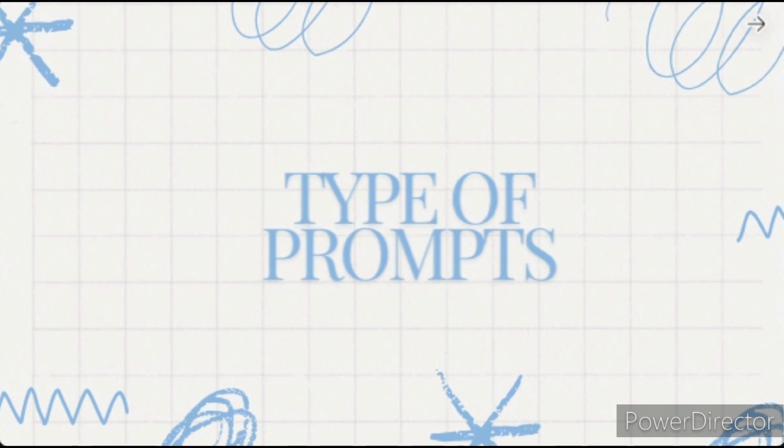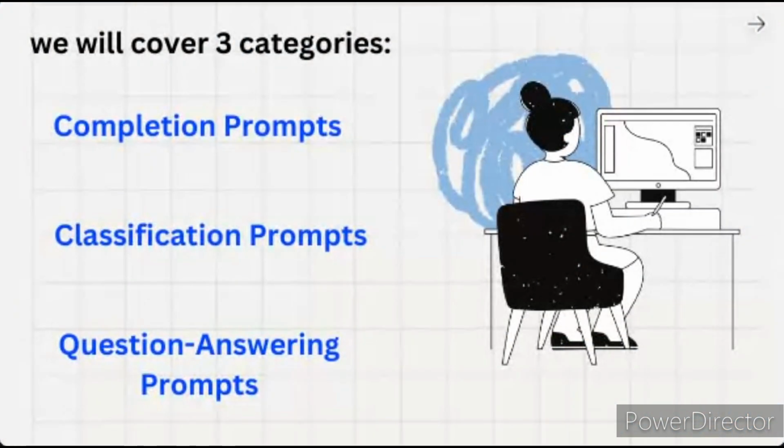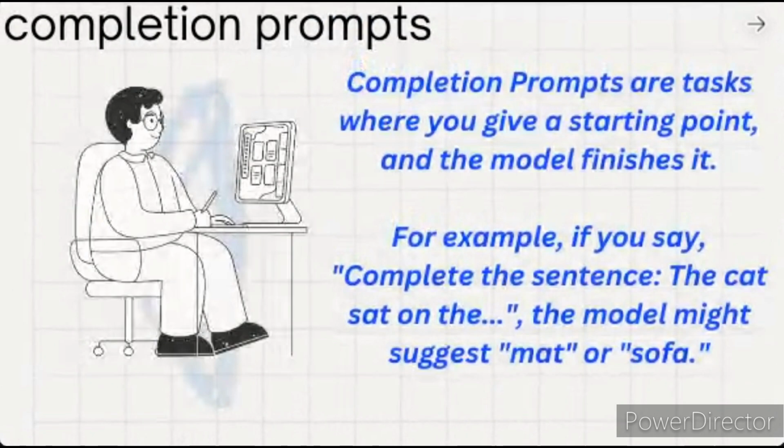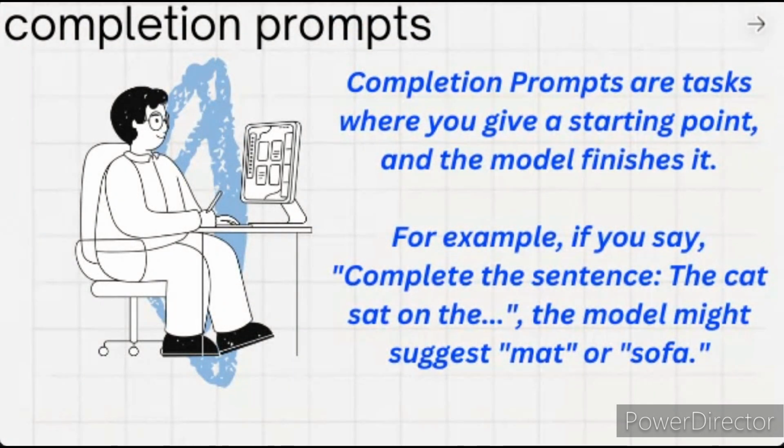Moving on to the types of prompts. We will be covering three main categories: completion prompts, classification prompts, and question answering prompts. Let's explore each of them in detail. Starting off with completion prompts. Completion prompts are tasks where you give a starting point and the model finishes it. For example, if you say complete the sentence, the cat sat on the blank, the model might suggest answers like mat or sofa.